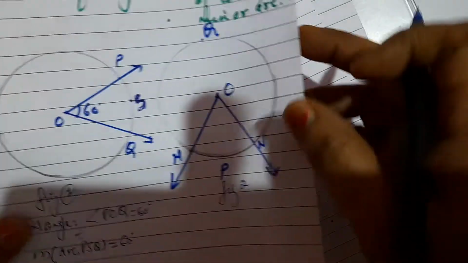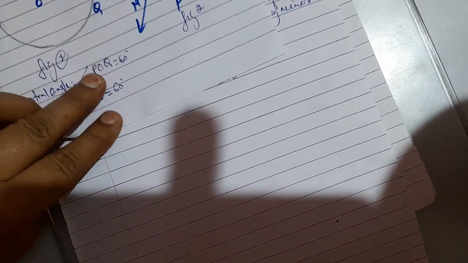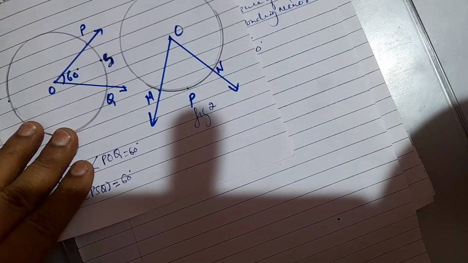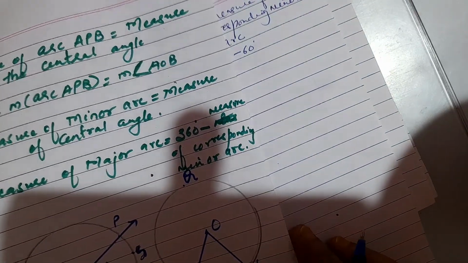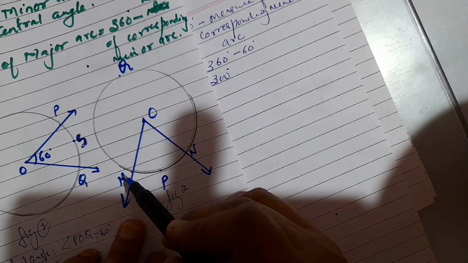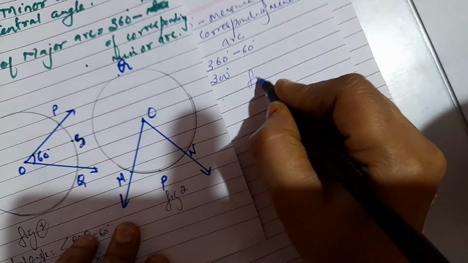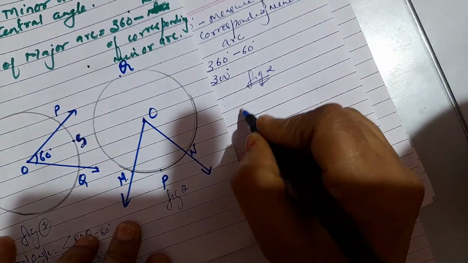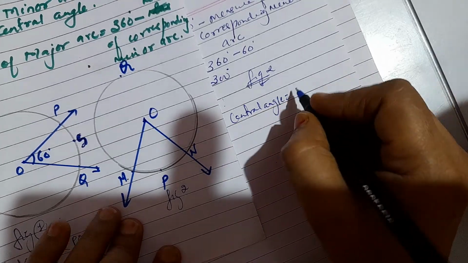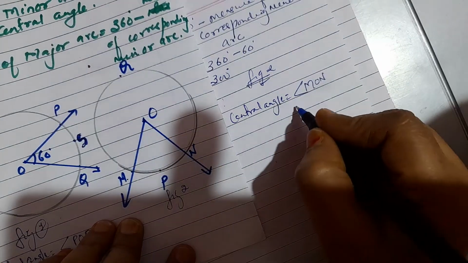Now one more figure is drawn over here children. You can see this second figure. In this second figure, your central angle is MON, right? Therefore, what is the name of the central angle? We are now doing figure number 2. So here the central angle is angle MON, right? MON. And what is the value?